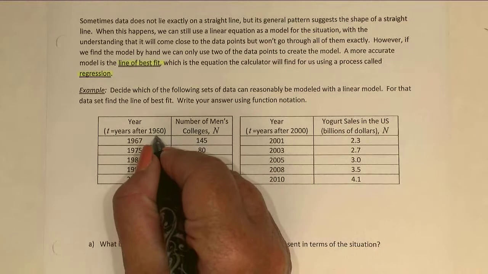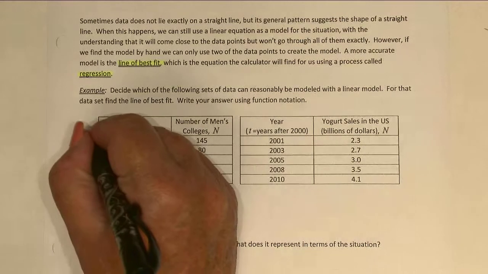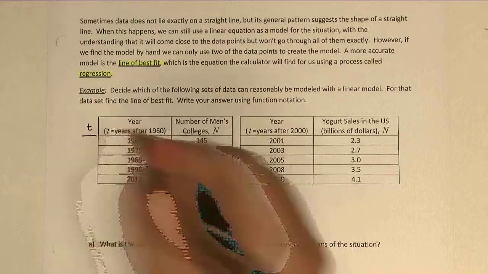This, by the way, is a very common thing that gets done with years. Years are very large numbers. They're not real convenient to use. So we often pick a starting year and then just measure our t-values from there. I'm going to go ahead and make myself a little column of t-values.